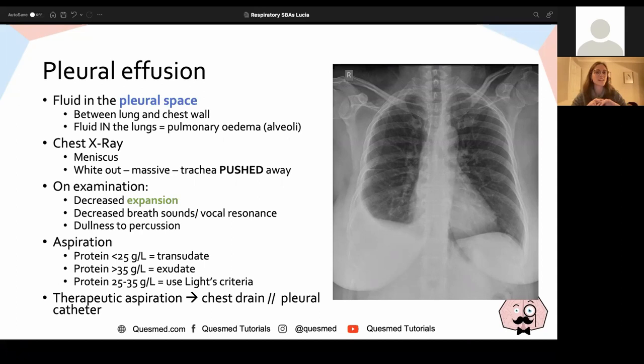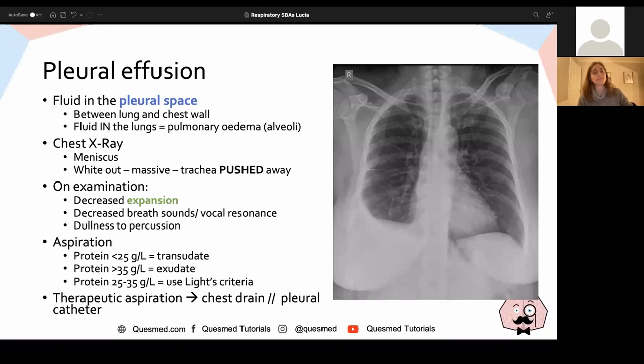Now, if you aspirate this fluid, which you often do under ultrasound guidance, if there is enough of it, what you're looking for initially is the protein level. It'll be one of the results that comes back first from the lab often. So it's worth keeping an eye out if you've just sent an aspirate. And your main distinction is whether the proteins are low, which makes this a transudate, or if the proteins are high, then this is an exudate.